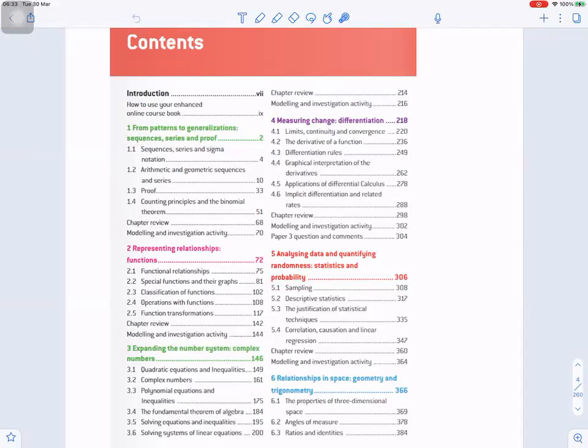Content. After the introduction, you get number 1, from patterns to generalizations, sequences, series, and proof. Number 2, representing relationships, functions. Number 3, expanding the number system, complex numbers. I wouldn't read through all of them, but you can see the first part of the content.